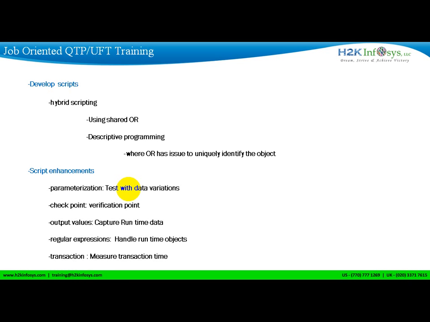So this is the mixed approach. You can use the shared object repository along with descriptive programming when you do the scripting. And then once the scripting is done, you're going to look at different enhancements. Parameterization, okay, I want to test with multiple data variations, or I want to do some verification points in my script, you can do the checkpoints. Or I want to capture some runtime data from the application, okay, I go with output values. Or I have some dynamic objects in my application, okay, I can handle them through regular expressions.